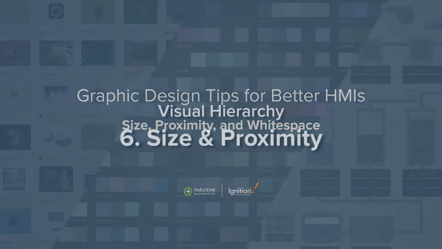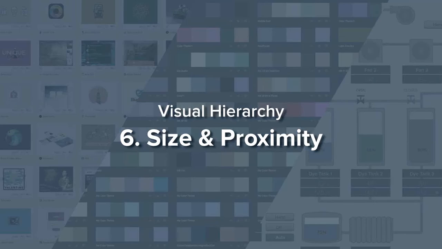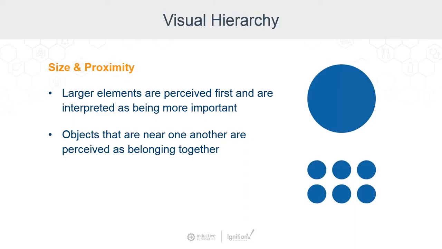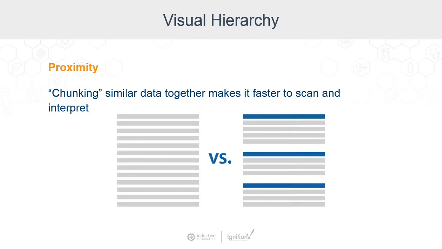The next set of principles are another pair, and they're size and proximity. Larger elements are perceived first and are interpreted as being more important. Objects that are near one another are perceived as belonging together. So for example, instead of seeing this as 7 circles, we're more likely to perceive them as 2 groups of circles. A helpful way to use proximity is with chunking.